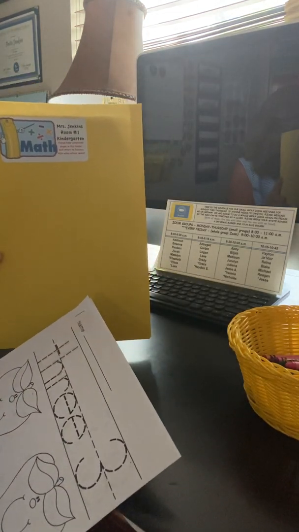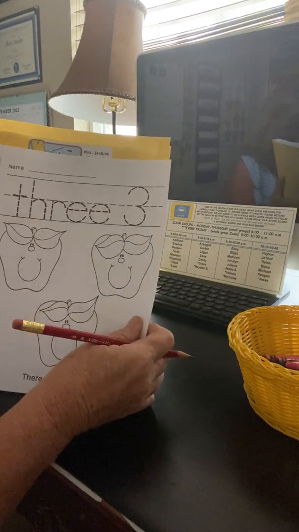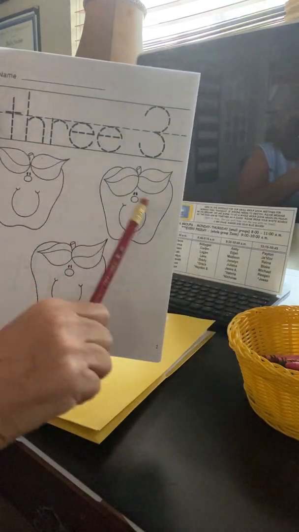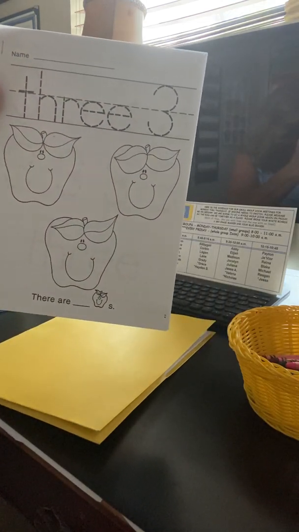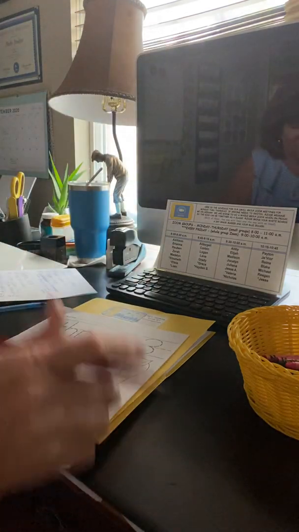We've done the whole packet for number 1, the whole packet for number 2, and now we're starting the number 3. What do you see on the front? 3 apples. Now that sure worked out good because September's our apple month, right? And we're going to do 3. So I'm writing my name.